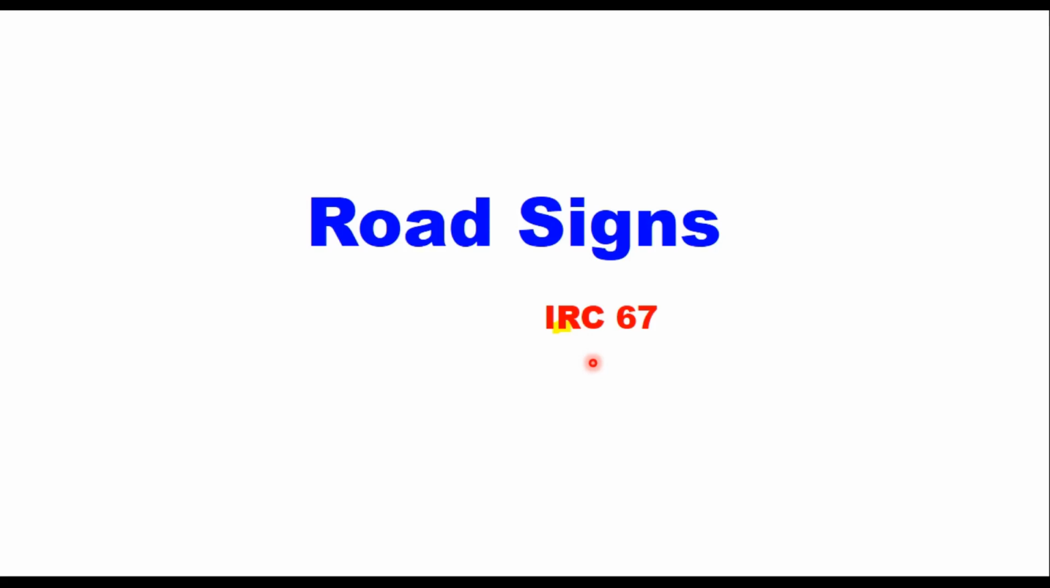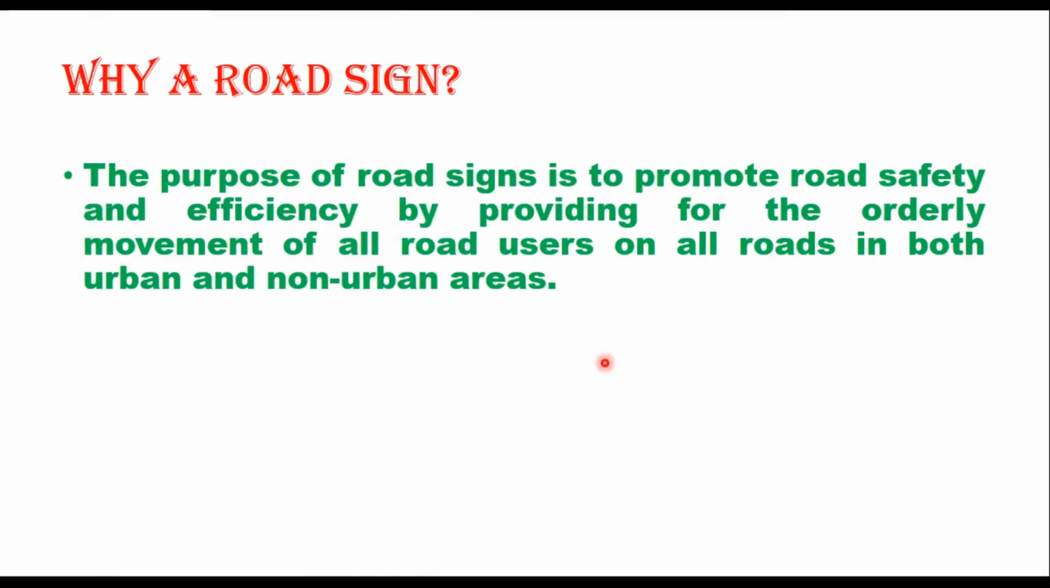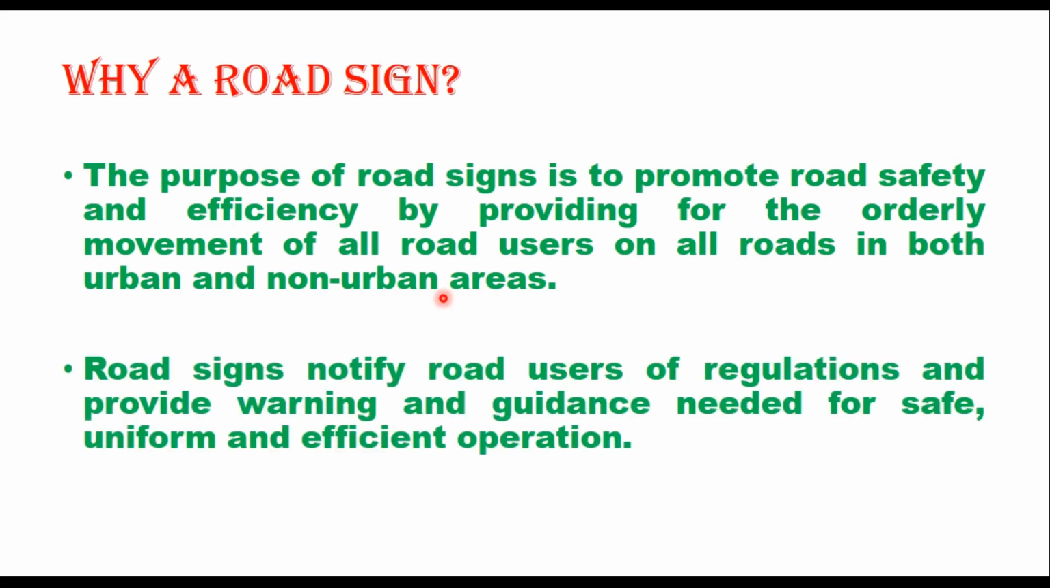Hello viewers, today in this session we will discuss road signs as given in IRC 67. The purpose of providing a road sign is to promote road safety and efficiency by providing for the orderly movement of all road users on all roads in both urban and non-urban areas. Road signs notify road users of regulations and provide warning and guidance needed for safe, uniform, and efficient operations.